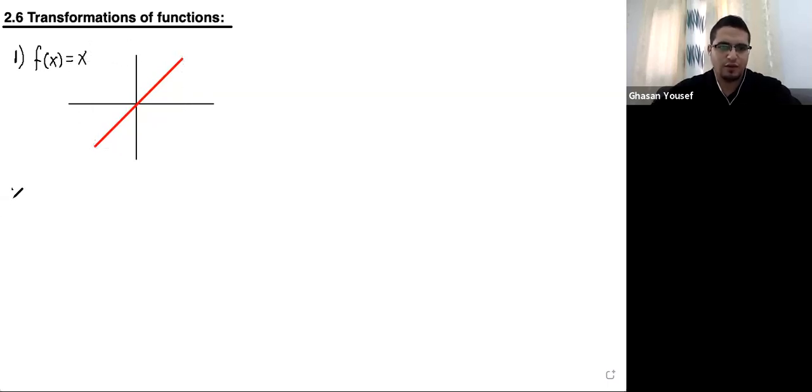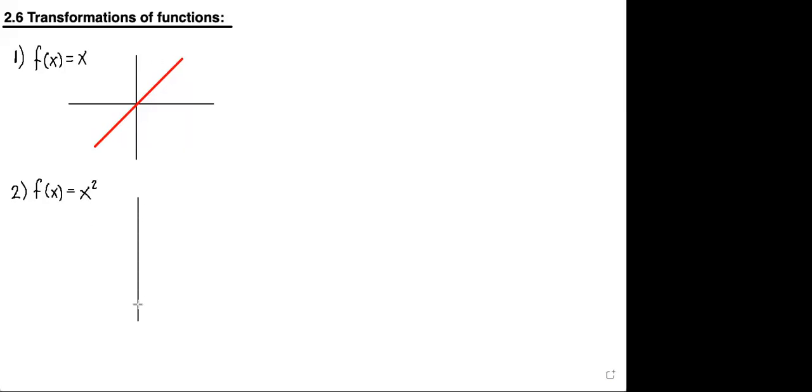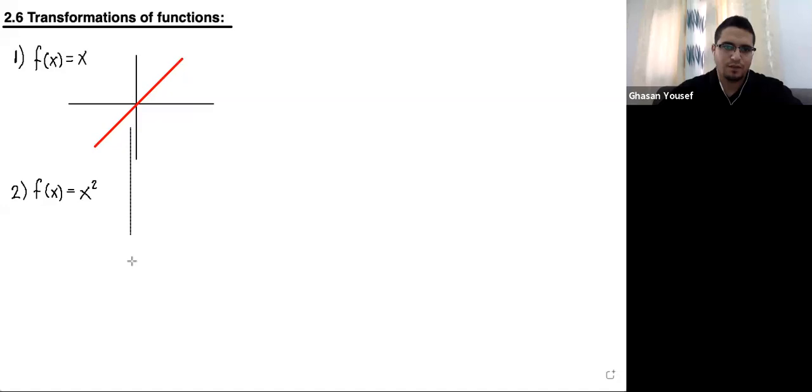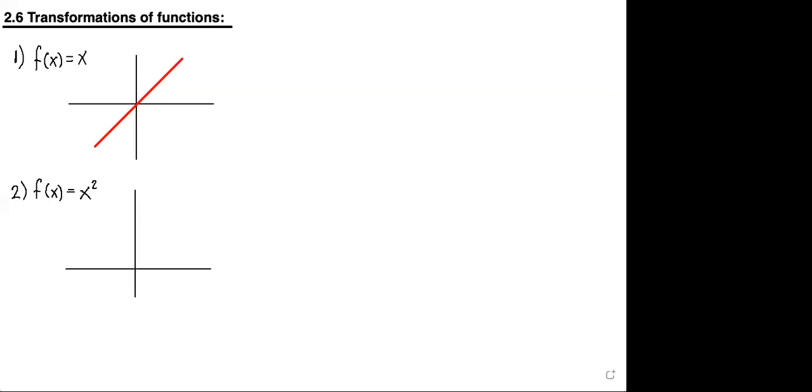The second function we have to know how to graph is the quadratic function, f of x equals, for example, x squared. So this is a parabola. We have to know this is a parabola, and the graph of this function is exactly like a cup. So the graph of this function is a parabola. Here is the graph. This is f of x equals x squared.